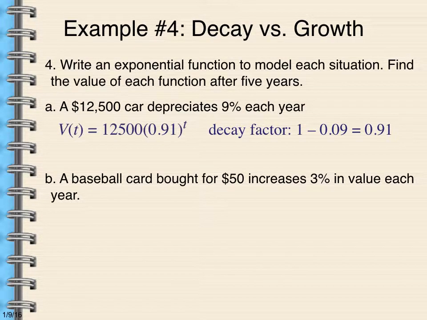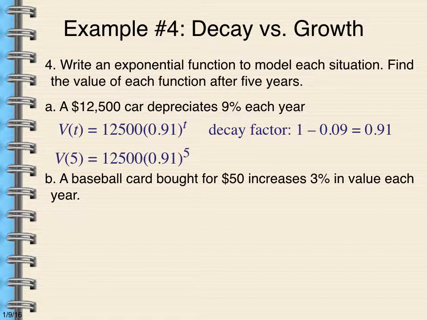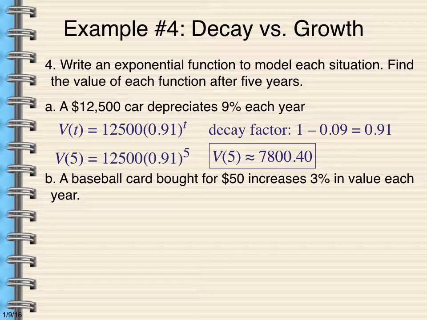Well, first, here's our function. V of t equals the initial amount of 12,500 times 0.91 raised to the t power. We want to find v of 5, and we get that this car, after 5 years, is worth about $7,800.40.